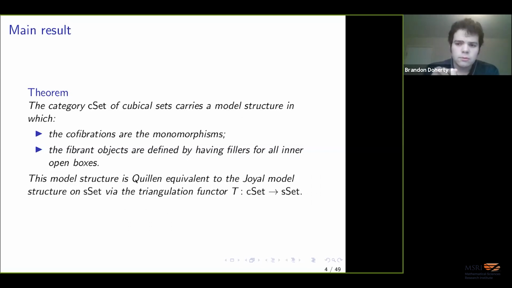And not only do we have this model structure, but we can show that it is Quillen equivalent to the Joyal model structure on simplicial sets via the triangulation functor, much as the Grothendieck model structure is equivalent to the Quillen model structure via triangulation.